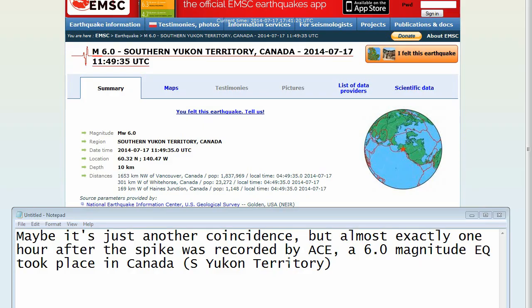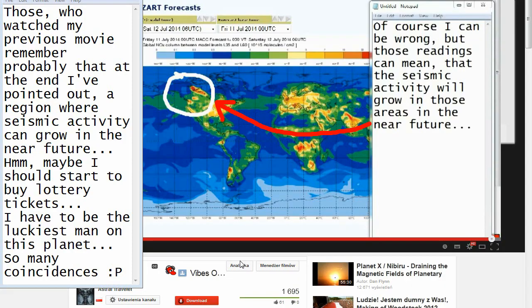Maybe it's just another coincidence, but almost exactly 1 hour after the spike was recorded by ACE, a magnitude 6 earthquake took place in Canada, southern Yukon Territory. Those who watched my previous movie probably remember that at the end I pointed out a region where seismic activity can grow in the near future.